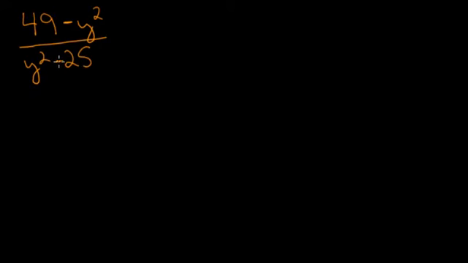Alright, so we're going to continue down our list of divisions. We're going to look at number 58. See a pattern in how I'm choosing these. I'm just going down the midsection here of this section on divisions. So 49 minus y squared divided by y squared minus 25. Well, this rational expression is divided by 7 plus y over 2y plus 10.